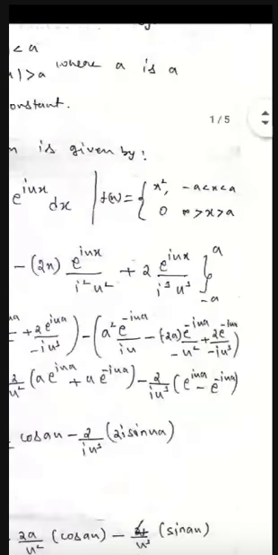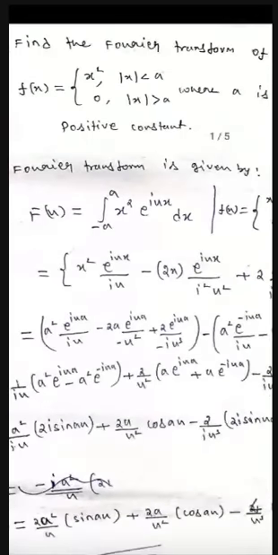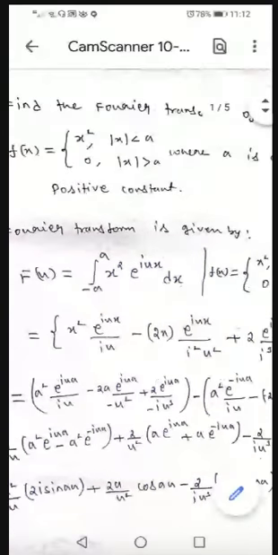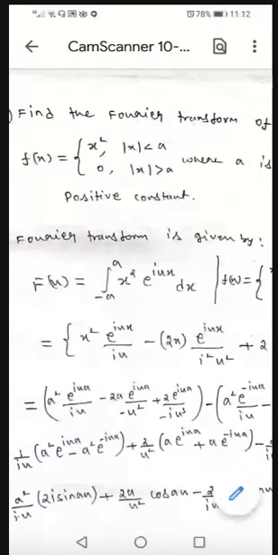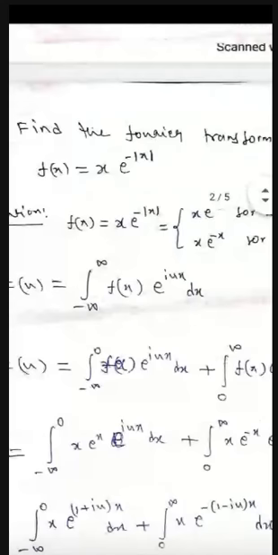Okay. So now come to the Fourier transform formula. So this is the formula for Fourier transform. In the last class I explained. So we can say f of u is equal to, you know that Fourier transform formula. F of u equals f of x e power iux, and the limits are minus infinity to plus infinity.